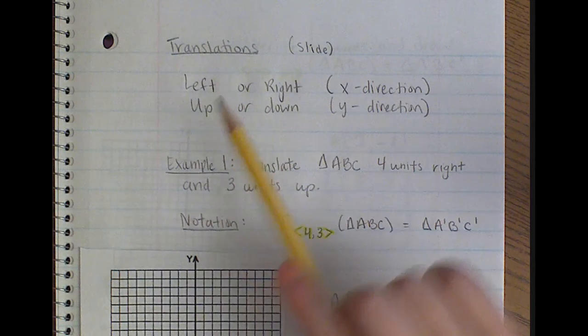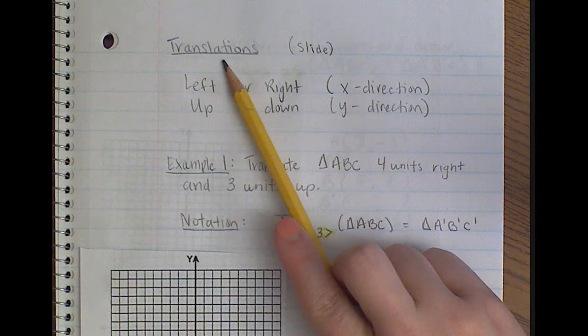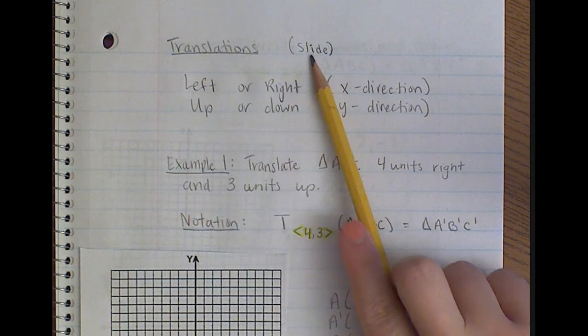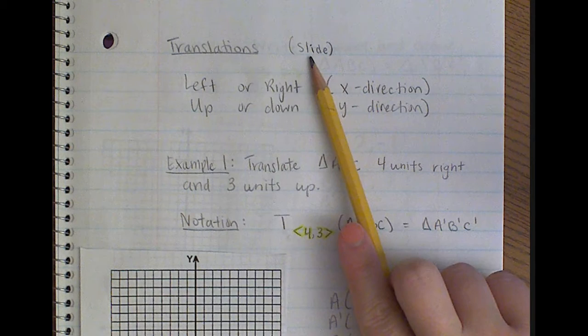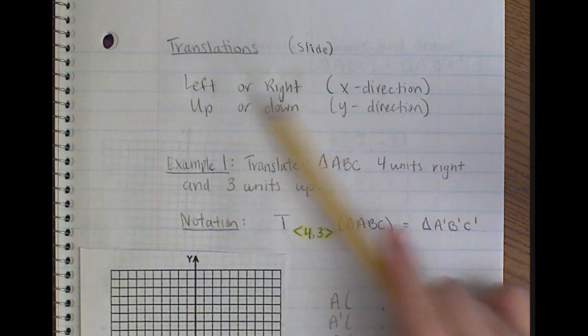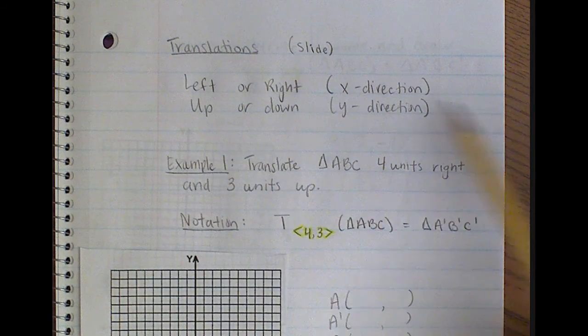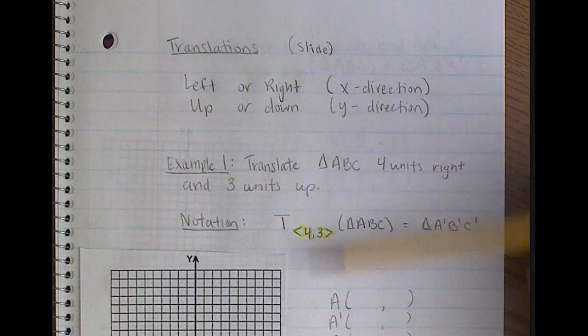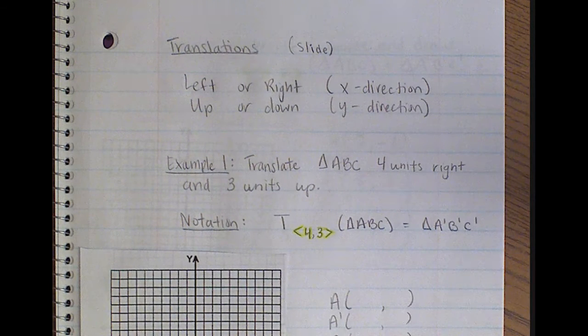Okay, so in your notebook, I would jot down the word translations, but I would also jot down the word slide because that's a little bit easier to remember. When you see the word translations, you know we're either moving a figure left or right, that's in the X direction this way, or up and down, which is in our Y direction like this. So we are just kind of relocating our figures.